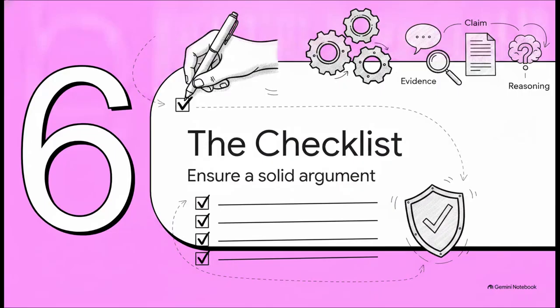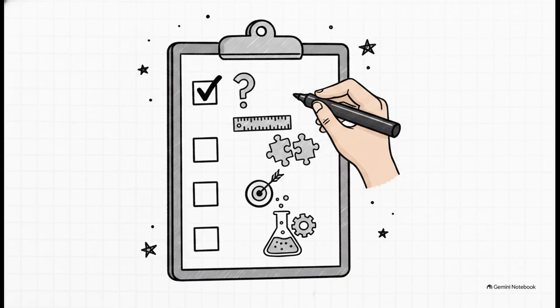Finally, Section 6, the scientific explanation checklist, ensuring a solid argument. To wrap this all up, let's look at a quick checklist to ensure your scientific argument is completely bulletproof. Before you finalize any explanation, run it right through this gauntlet. Did you answer the question? Is your evidence specific and measurable? Does that evidence actually support your claim? Did you explain why it supports the claim? And finally, did you use appropriate science ideas to tie the whole shebang together?